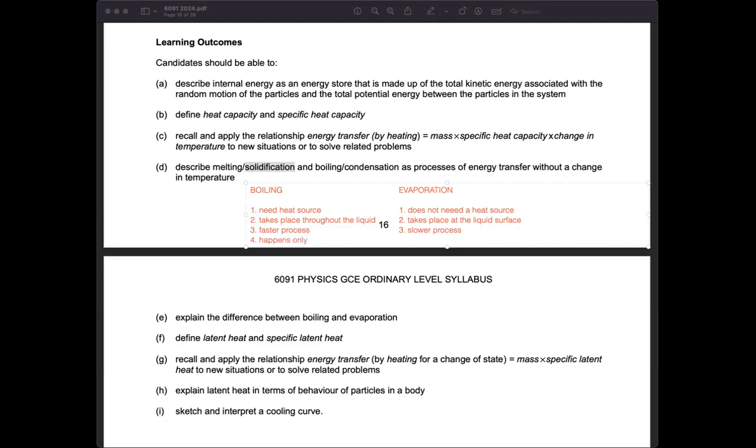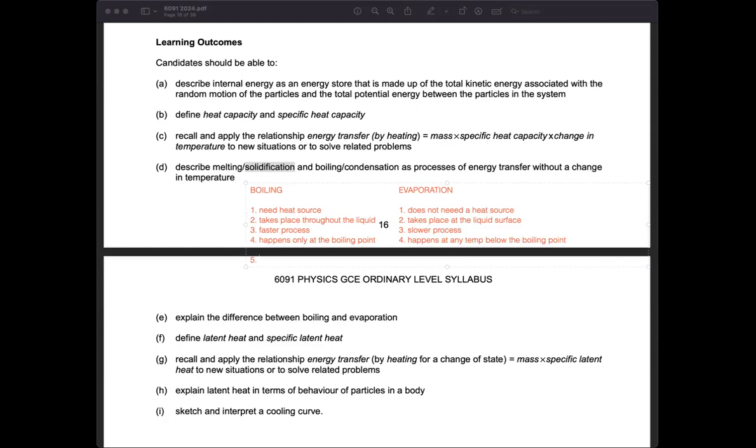Boiling happens only at the boiling point. Okay, whereas for evaporation, it happens at any temperature below the boiling point. You all remember that?